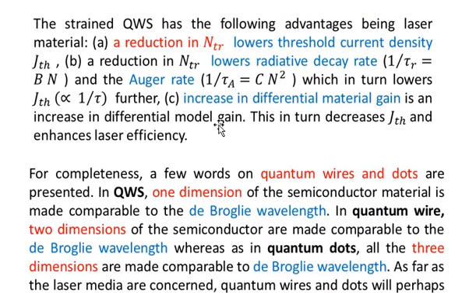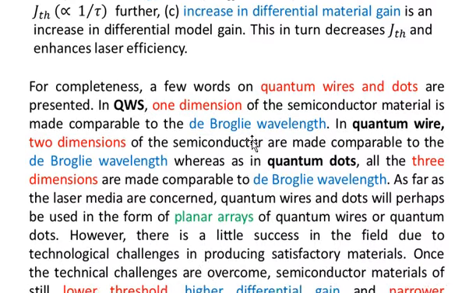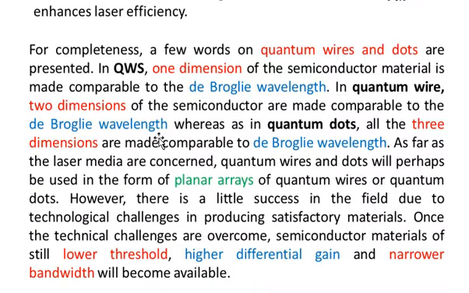Since this is our last lecture on the semiconductor materials and also on the quantum well semiconductor materials, for completeness I am adding some paragraphs here, although this may not be required in the question asked. So for completeness, a few words on quantum wires and dots are presented. In quantum well semiconductors, one dimension of the semiconductor material is made comparable to the de Broglie wavelength, as I have discussed in the last 3 to 4 slides.